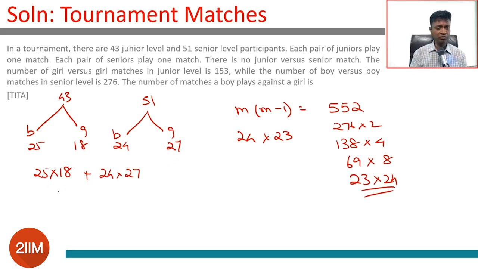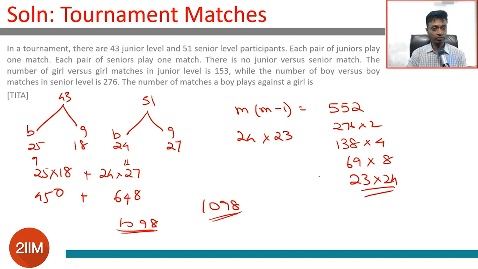25 into 18, 18 5s are 90, 0, 9, 36, 45, 450, plus 24 into 27. 24 7s are 168, 8, 16, 48 plus 16, 64, 648, 450 plus 648, 8, 9, 1098. I'm writing down 1098 as the answer. And very, very doable question. You need to be very comfortable with thinking in terms of NC2 and MC2. And then do the quadratic equation or the consecutive numbers multiplying part reasonably quickly, and then jump in and plonk the answer.